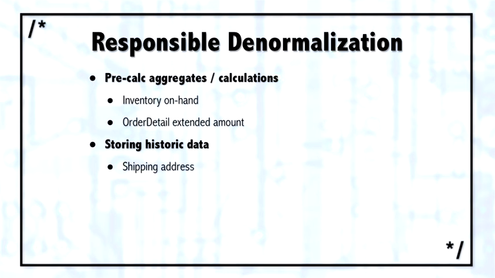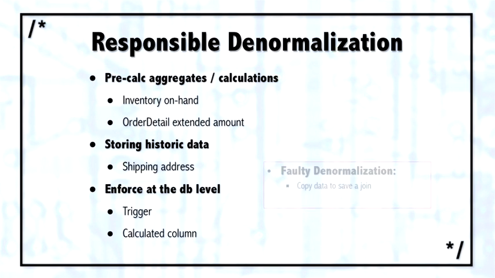So it's responsible denormalization to go ahead and copy that current shipping address from the customer table down to the order table. So how do you enforce responsible denormalization? Well, if it's going to be responsible, it has to be at the database level. Don't depend upon the website or the middle tier or the business logic to maintain this duplicated data. So it should be enforced by a trigger, by a calculated column, by a stored procedure, something inside the database.